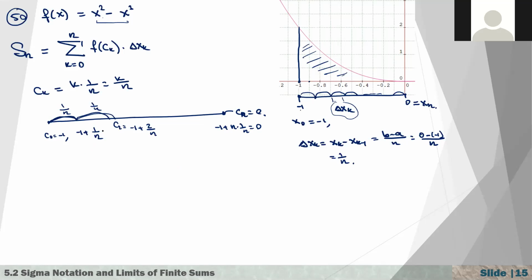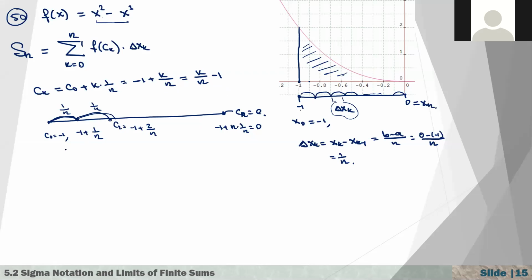Okay, so now from here we'll see c sub k then. Starting from c sub 0, that is c sub 0 plus k times 1 over n. What is c sub 0? It is negative 1. That's equal to negative 1 plus k over n. Okay, so that's our c sub k. Or simply, I can just write it as k over n minus 1. If k equals 1, for example, it gives us the first point. If k equals 2, for example, it gives us the second point, right?